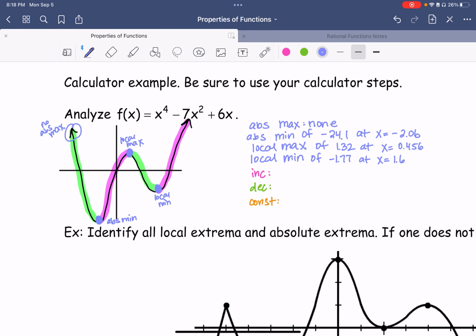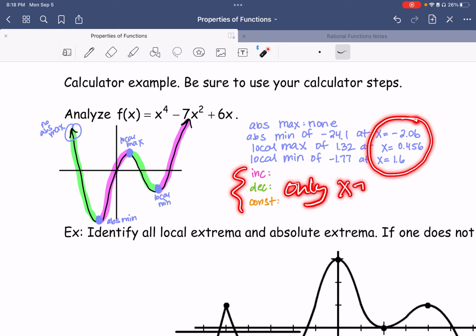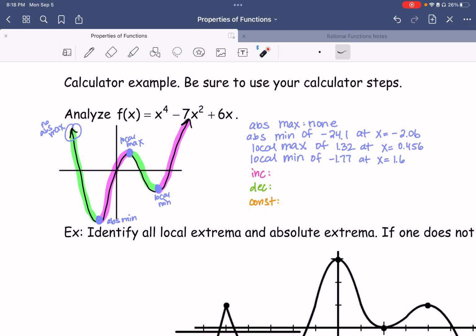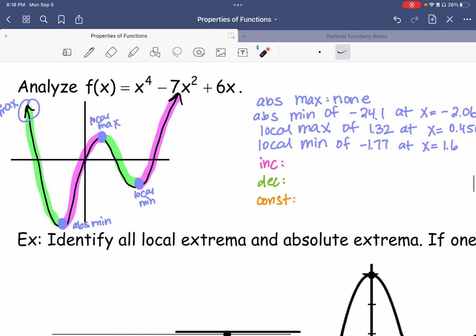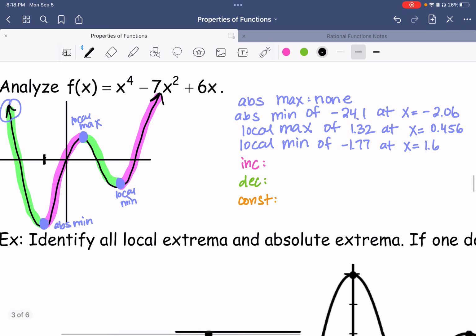So now how are we going to figure out where it's increasing, decreasing, and constant? What we're going to do is use these x values because remember that these are only x values. So we have the x values of the extrema. We know where we're going to be starting or stopping the intervals, okay? That sounds kind of confusing at first, but let me show you. So the absolute minimum occurred at the x value negative 2.06. The local maximum occurred at x equals 0.456, and the local minimum occurred at x equals 1.6.